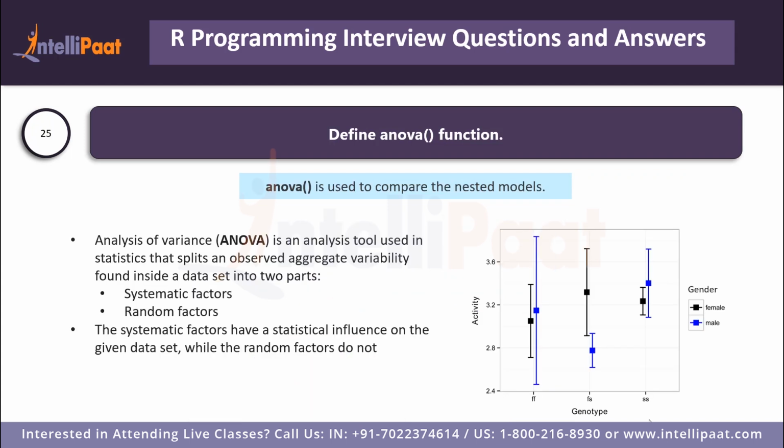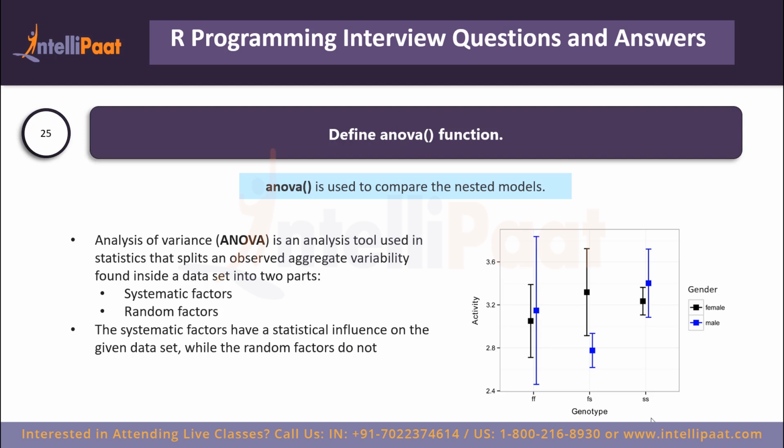Now let us move on to the next question, which is define ANOVA function. ANOVA is used to compare the nested models. It stands for analysis of variance and is an analysis tool used in statistics that splits an observed aggregate variability found inside a dataset into 2 parts, that is systematic factors and random factors. The systematic factors have a statistical influence on the given datasets, while the random factors do not.